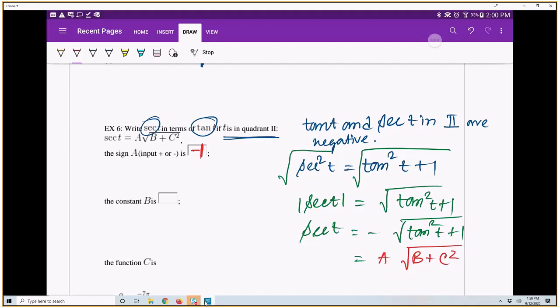B in this problem is the constant inside the square root, which is 1, and c is the function that has been squared, which is clearly tangent t, answering my question.